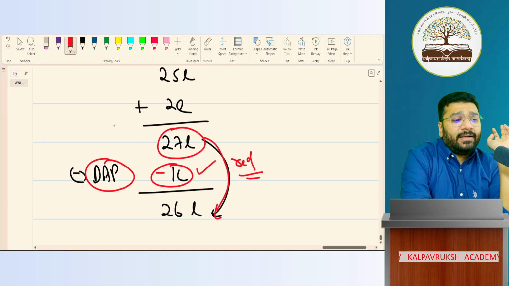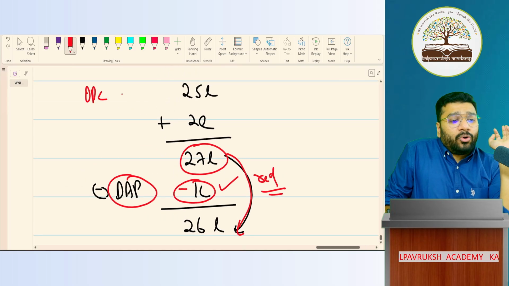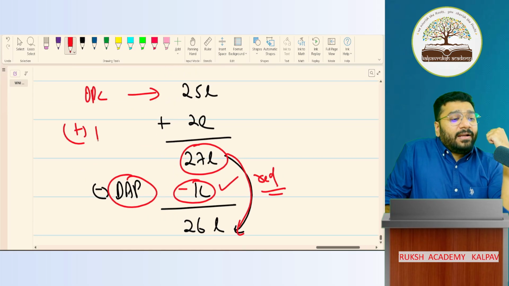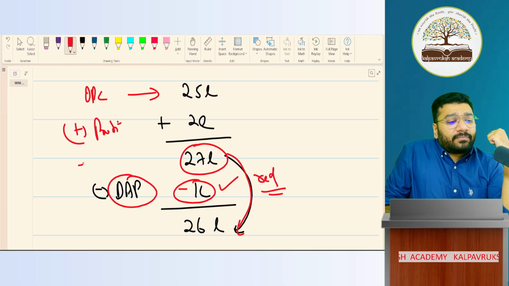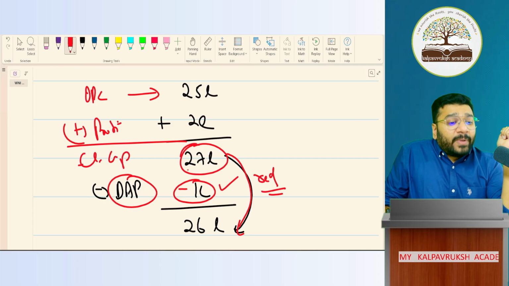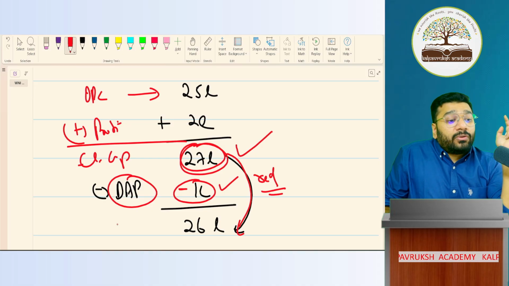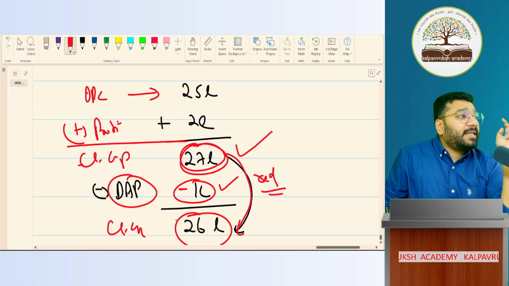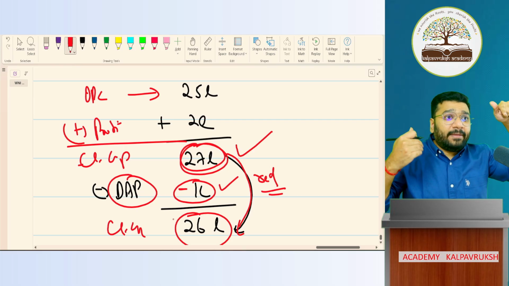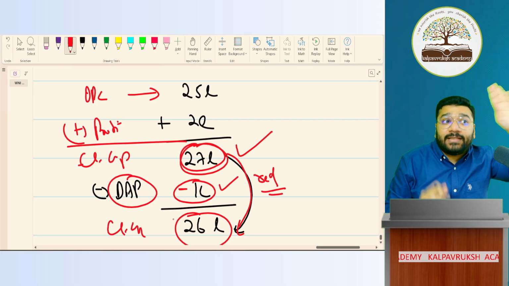Please understand, this 25 lakh is opening capital. With that we added profit. So what am I getting? This 27 lakh is what? Closing capital. Yes or no? So from this 27 lakh only, minusing 1 lakh, no? So your previous closing capital was 27 lakh. Now the latest closing capital is how much? 26 lakh. So because of withdrawal of money, is your closing capital reducing or not reducing? That much you tell me.